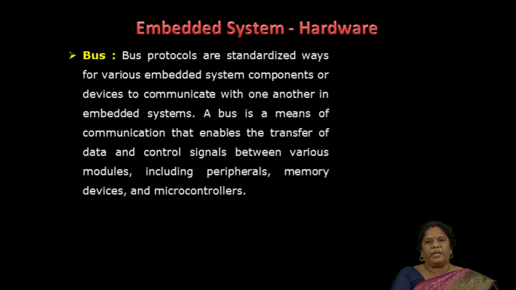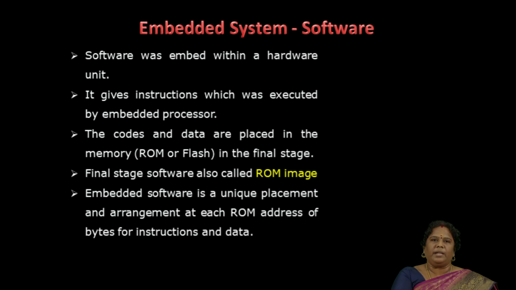Now we are going to study the software component of an embedded system. The software is a set of programs which helps by being executed. It is embedded within a hardware unit, which is called an embedded system. This software is a set of codes and data which are associated to form the software. This software is stored in a memory which is called ROM.